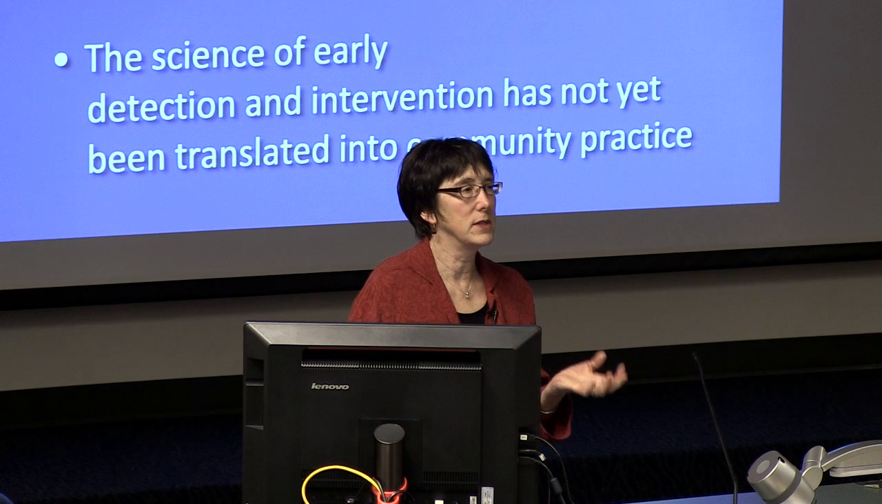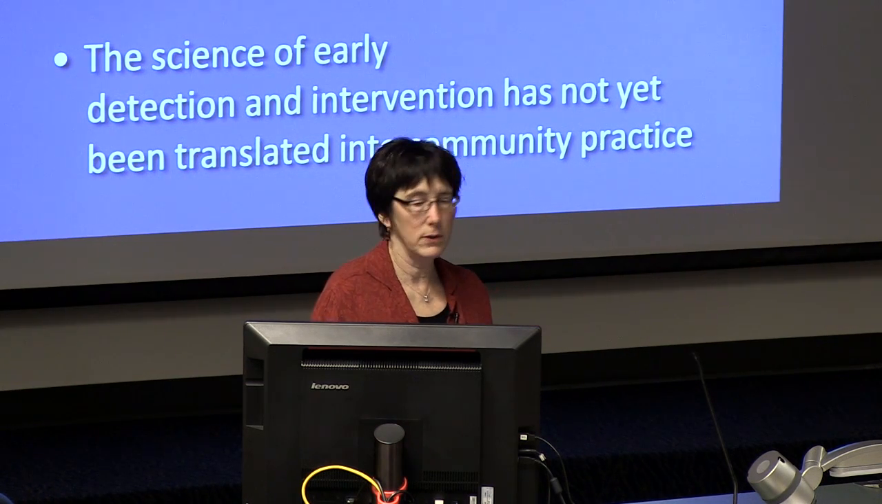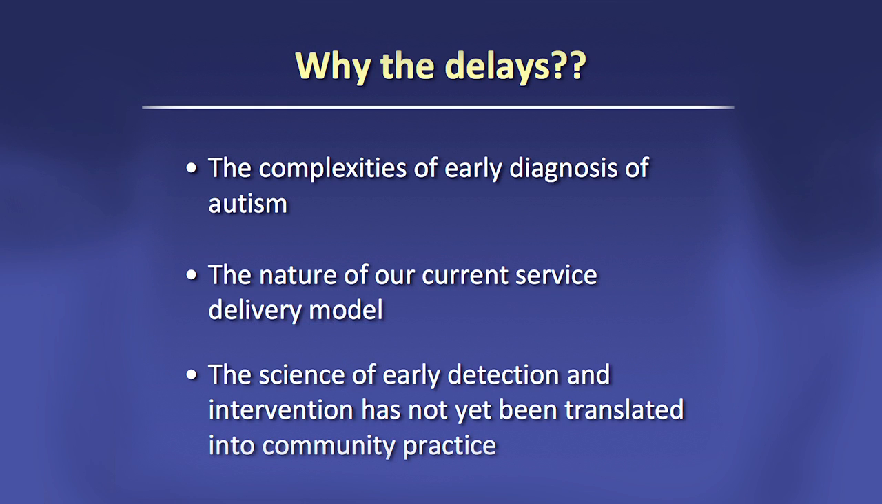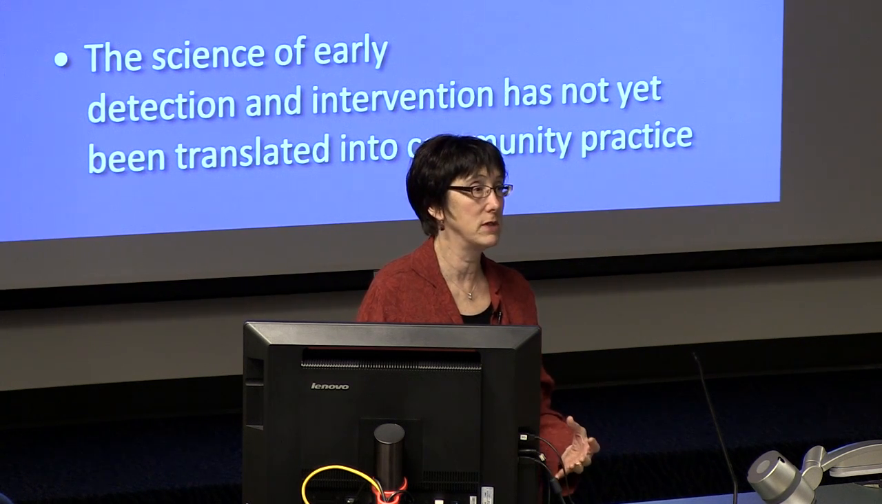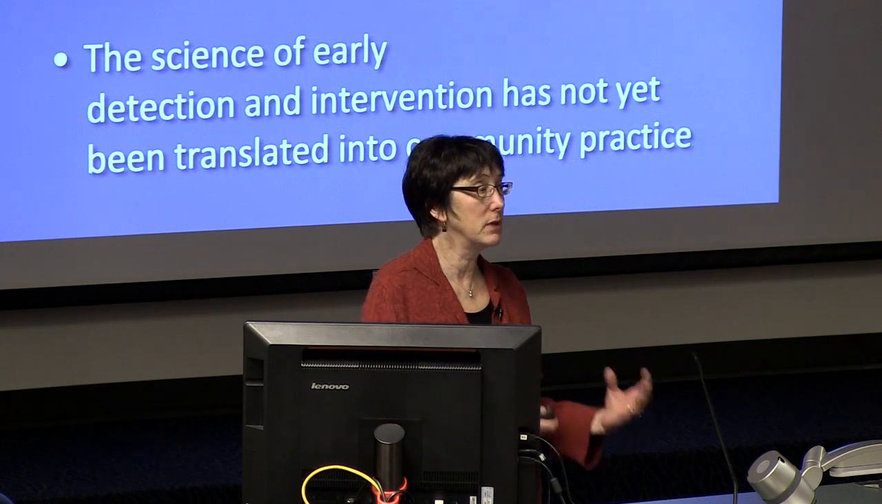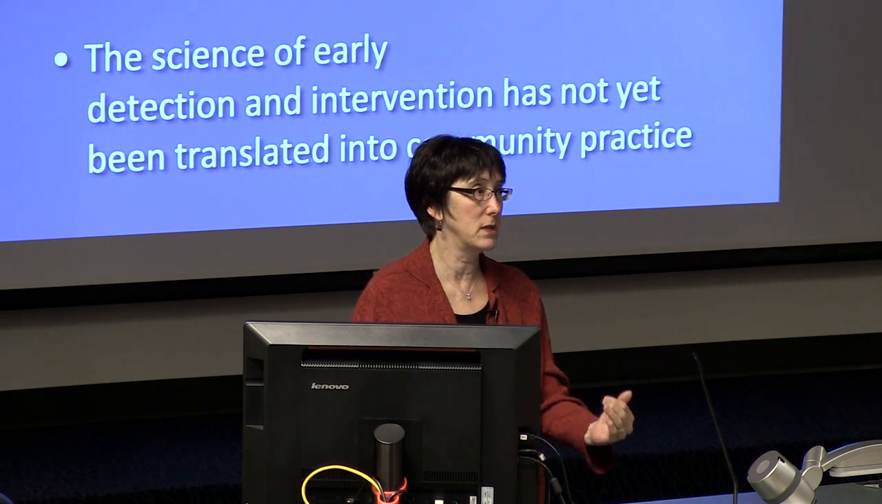So what is causing this delay? We know what should be done. There are practice parameters that are out. One, which I'll talk about soon, is the complexity of the diagnosis. It's not an easy diagnosis to make at young ages. It just isn't. I've been doing it for 1,000 years, and it just doesn't get easier. Then there's the nature of our current service delivery model, which I just mentioned. And I think the field is starting to recognize this, but the scientific knowledge we have is not being translated to the community, and this is not a great situation. We do know some things. There are some evidence-based practices, but they may or may not be applicable to community settings, which operate in a much different way than clinical research settings. So we really need to figure out ways to bring this into the community.